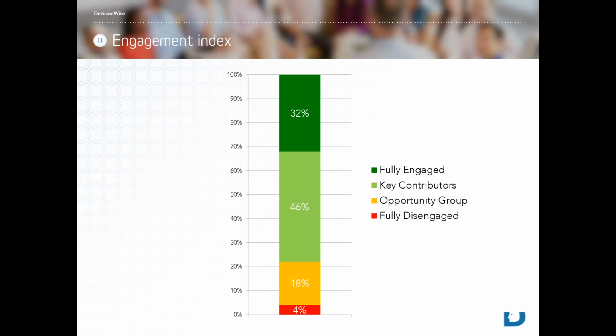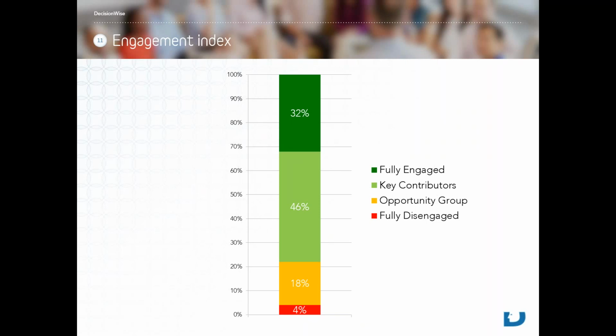One other thing to mention is that when we come up with this index, we don't just take the favorable score of all these questions and come up with a favorable index score. What we actually do is look at the average score of each individual person, and based on their response from disagree to strongly agree on a 5-point scale, we bucket them into one of four categories: fully engaged employees, key contributors, opportunity, or fully disengaged.